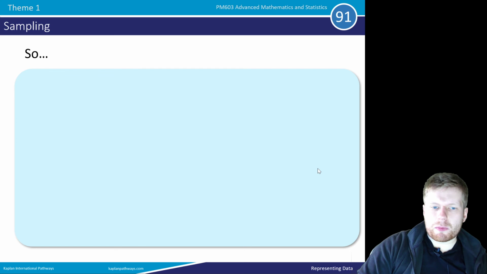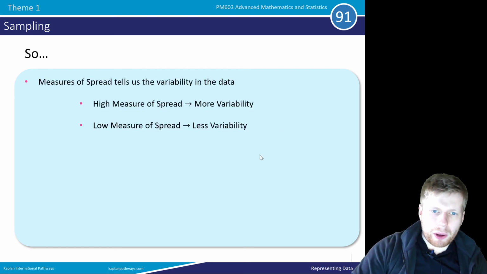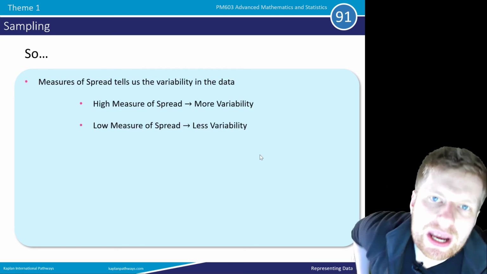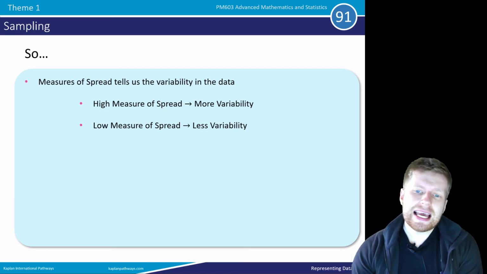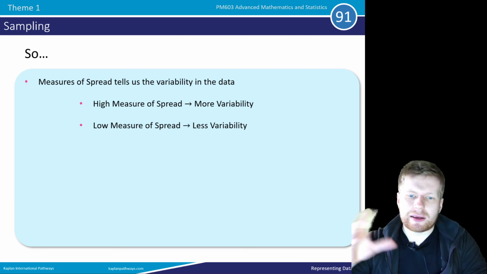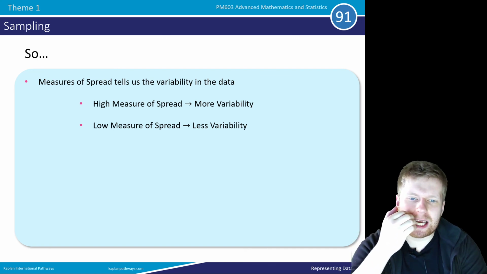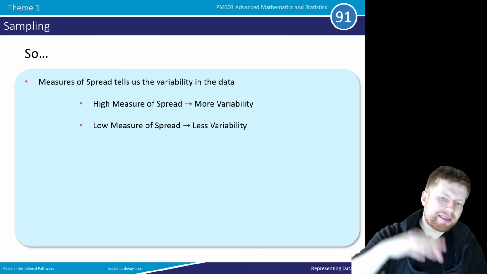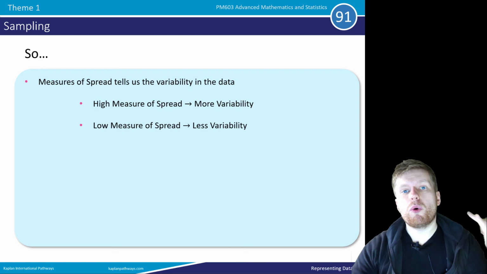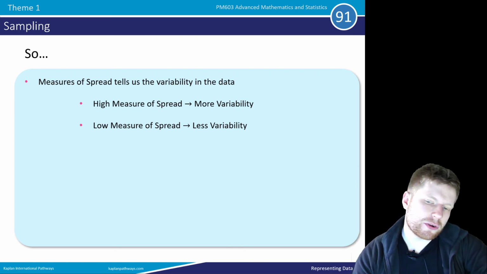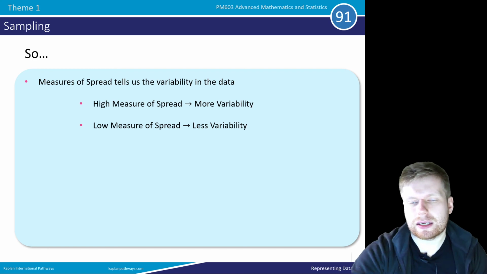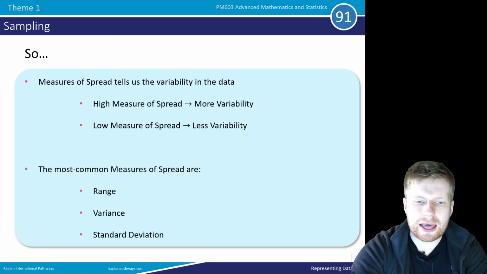So finally, in summary, what have we got? Well, measures of spread tell us the variability in the data. Measures of spread, sometimes called measures of variability, tell us how much the data is varying. It's a measure of how much variation there is in the data. So in general, if there's a high measure of spread, it means that there's more variability in the data. The data points are more spread out. Whereas if there's a low measure of spread, it means that there's less variability in the data. The data points are quite closely clustered together.